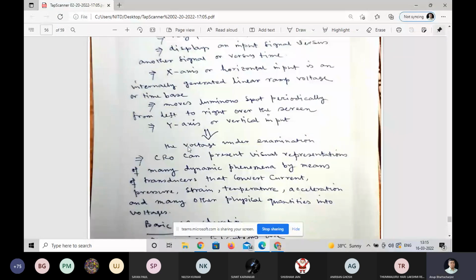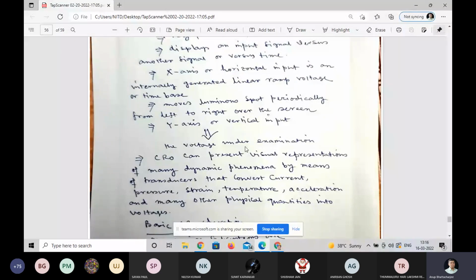The voltage under examination. What do I mean to say? What do you mean by this sentence? Suppose one unknown voltage is existing in one circuit. I do not know the nature of that output voltage. What do you mean by nature? Nature means whether it is a sine wave or other than a sine wave, sinusoidal or non-sinusoidal. We actually categorically divide the signal waveform into two categories. One is sinusoidal waveform. The other is non-sinusoidal waveform. I think you know or you have already got this from the class of this subject under the heading of oscillators.